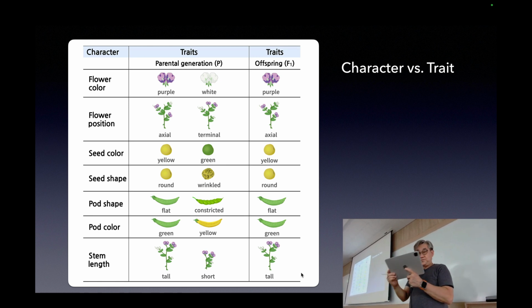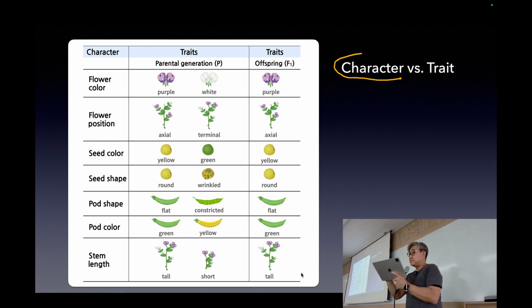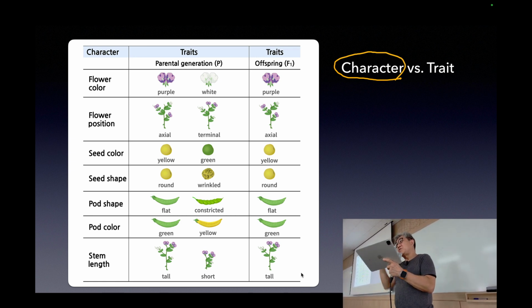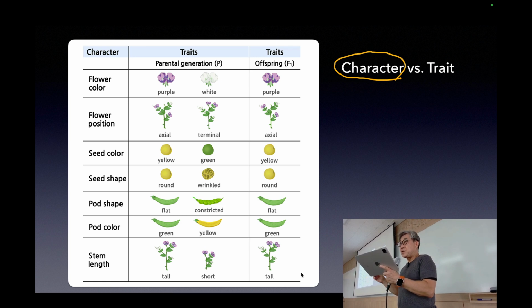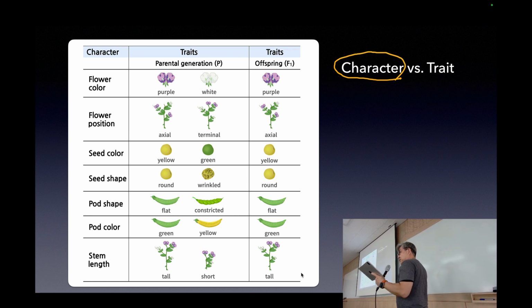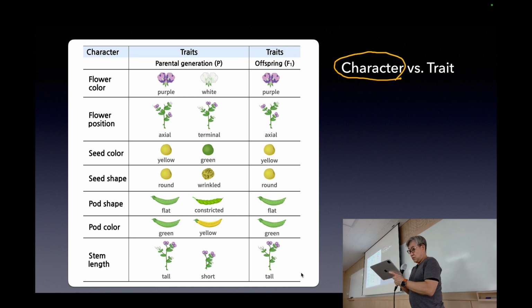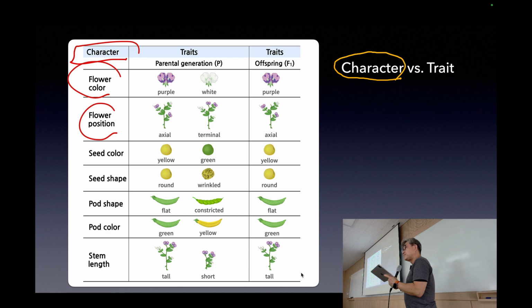He initially chose seven different characters. Using this figure, I'd like to take the opportunity to distinguish the difference between character and trait, although I mentioned the difference between these two terms earlier in the beginning. Characters are in this column, the character column. You can look at the different types of characters.